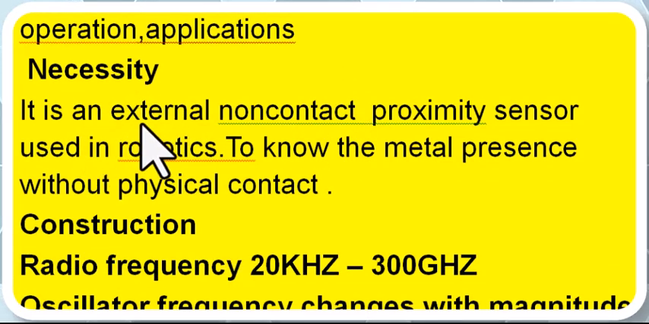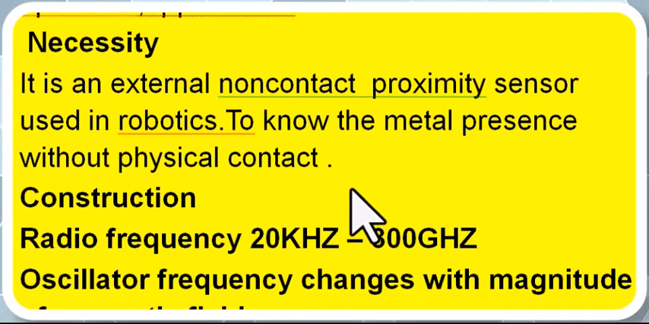Necessity. It is basically an external non-contact proximity sensor used in robotics, and it is necessary to use this sensor to know the presence of metal near to this sensor or robot without physical contact.